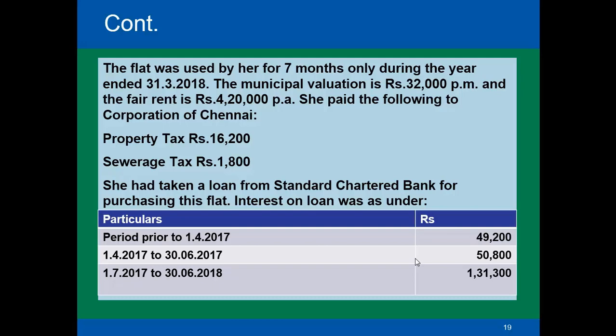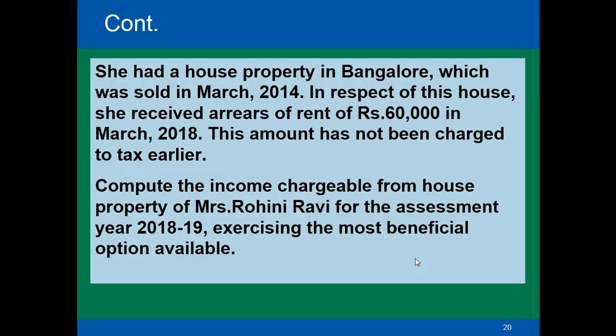She had a house property in Bangalore which was sold in March 2014. In respect of this house, she received arrears of rent of rupees 60,000 in March 2018. This amount has not been charged to tax earlier. Compute the income chargeable from house property of Mrs. Rohini Ravi for the assessment year 2018-19, exercising the most beneficial option available.